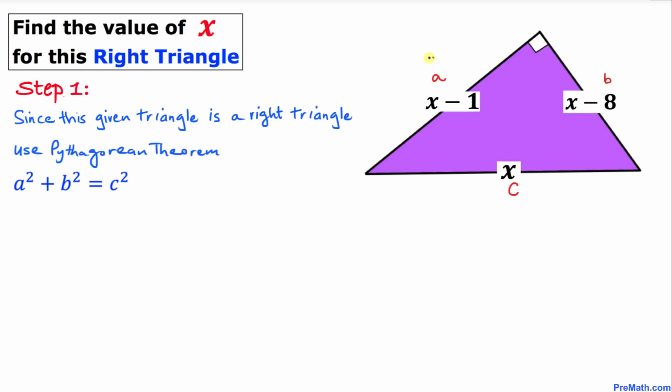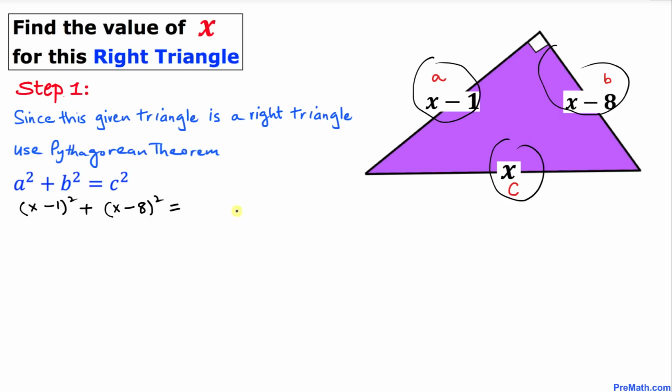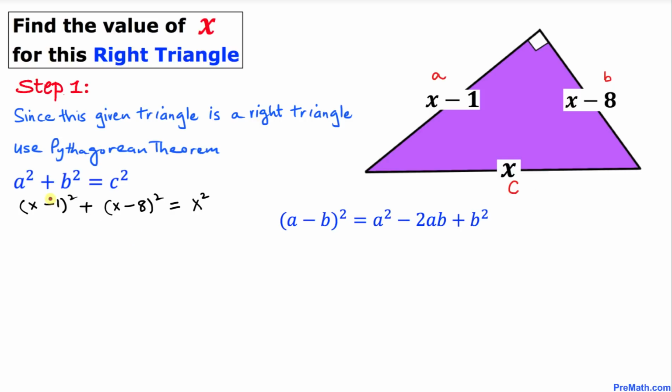In our case, a is x minus 1, so I can write this as (x minus 1) square plus b, which in our case is x minus 8, square, equal to c, which in our case is x. So this is going to become x square. And now we are going to expand these binomials, (x minus 1) square and (x minus 8) square, by using this formula. So let's go ahead and expand these.